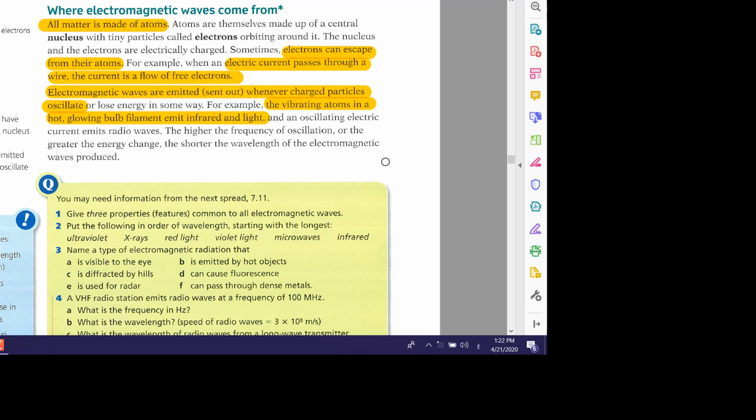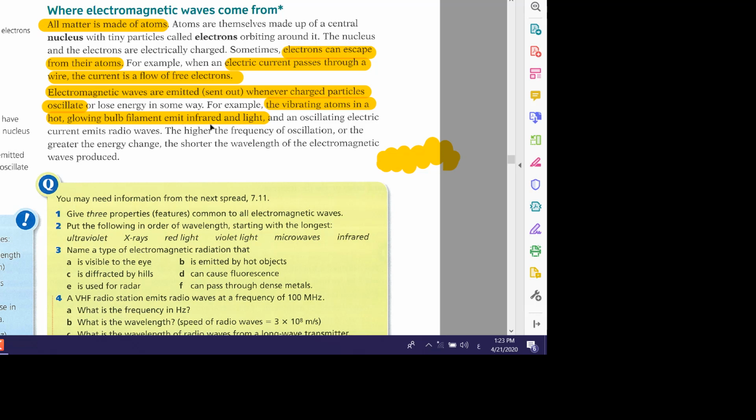What do you mean by vibrating? It means going up and down. So vibrations here, going up and down, it means transverse waves. Because it's transverse waves, it's electromagnetic waves. Then here we said the bulb will give light and infrared waves.